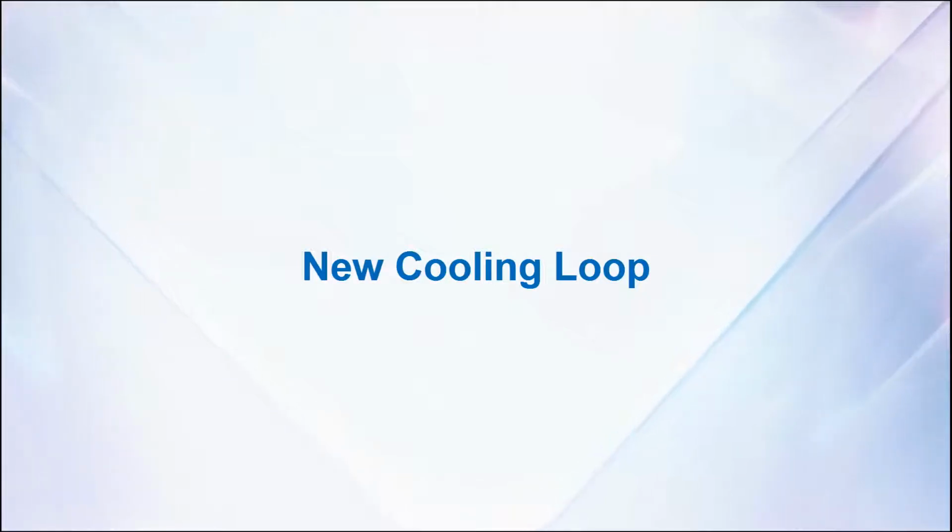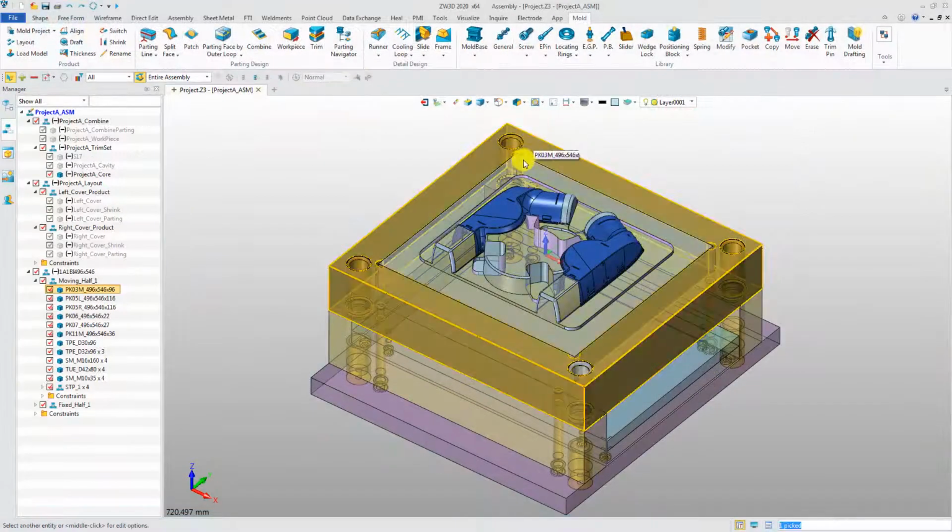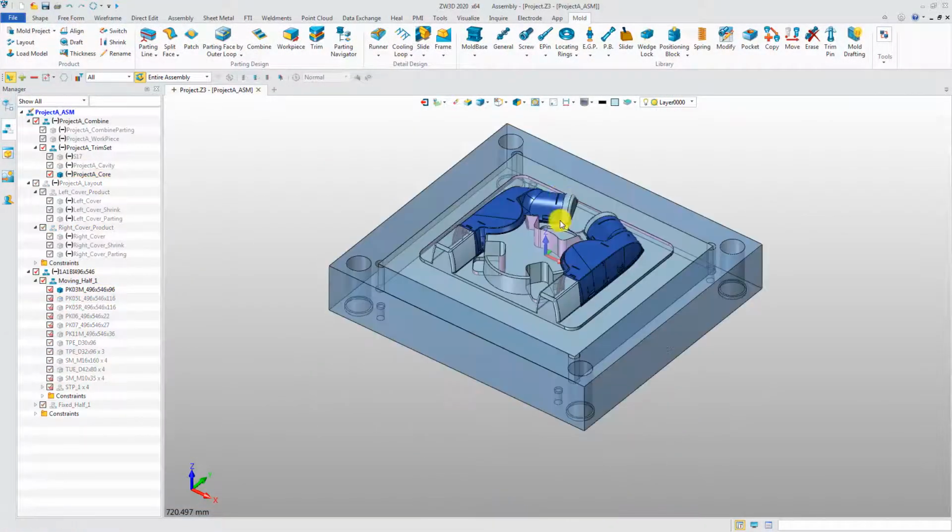New Cooling Loop. In ZW3D 2020, the New Cooling Loop tool helps you to create the cooling system much faster. All parameters can be adjusted under a dynamic preview, and cooling parts can be automatically added at the same time. Only show the core and plate B for a clearer view.